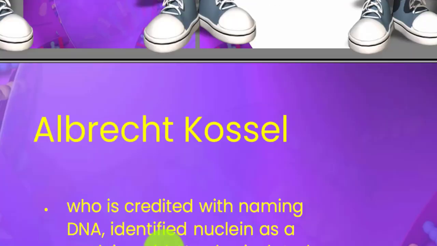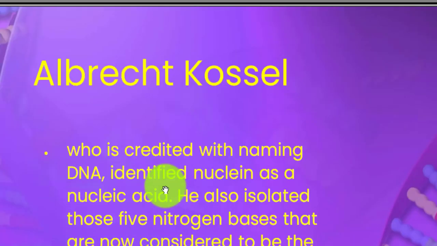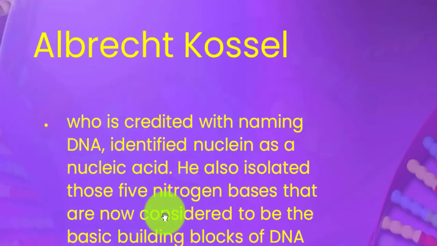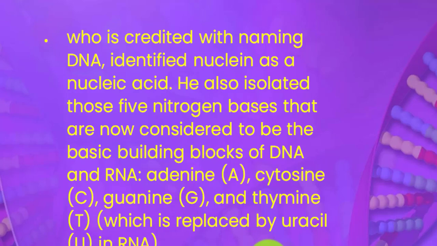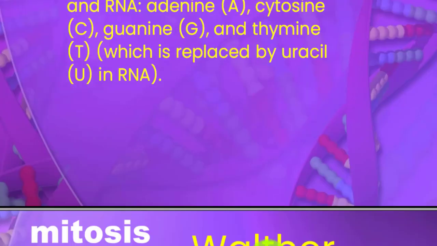Albert Kossel is credited with naming DNA and identified nuclein as a nucleic acid. He also isolated the five nitrogen bases that are now considered the basic building blocks of DNA and RNA: adenine, cytosine, guanine, and thymine, which is replaced by uracil in RNA.